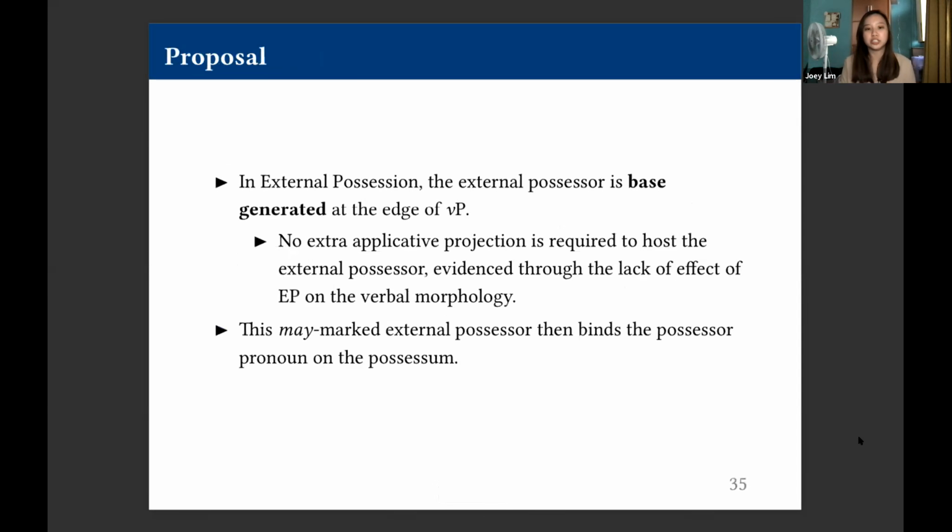In external possession, we see the external possessor base generated at the edge of vP. Because, as we have seen previously, there is verbal morphology inertia, this means that we do not need an additional applicative projection to host the external possessor. The external possessor at the edge of spec vP then binds the possessor pronoun on the possessum.